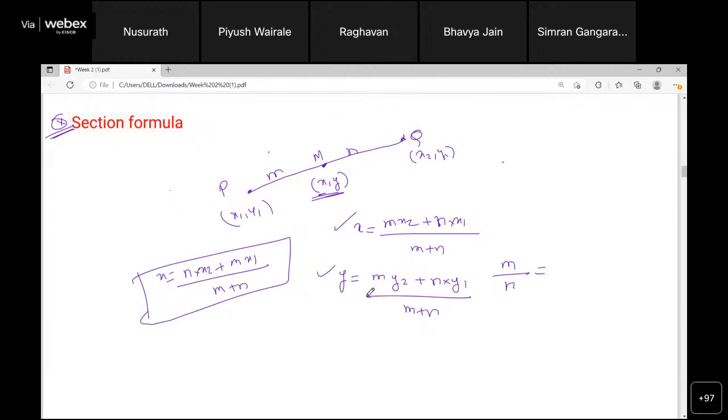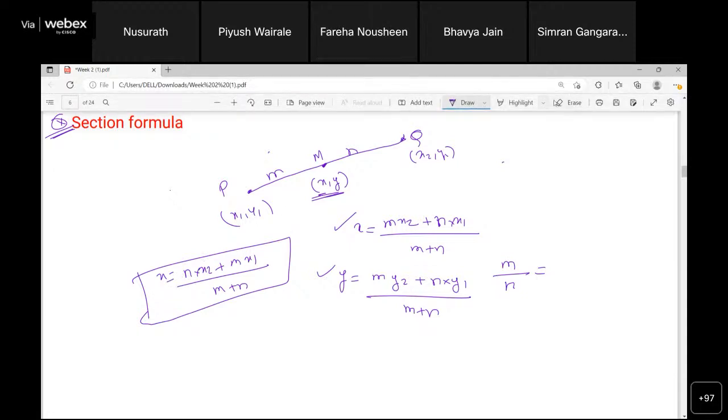No, same thing, but instead of m is to n, if I just replace it by n is to m, then in that case it will be n into x2 plus m into x1. It's just the same thing, replace m. Same thing.